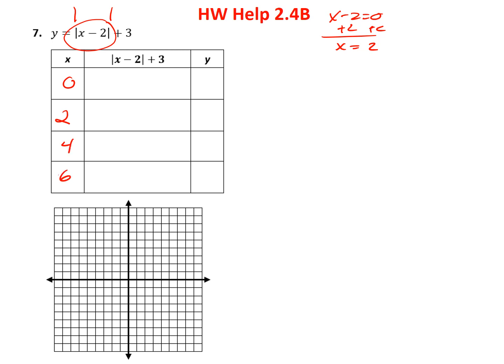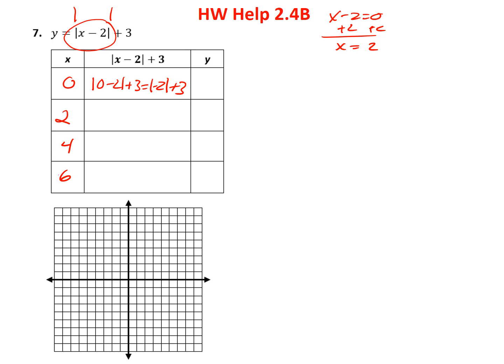Sometimes when I do these problems with symmetry, I like to have 5 points. I'd like to go back to minus 2, for example, and it would match up with 6. But nonetheless, we'll go here. So first off, 0. So I have the absolute value of 0 minus 2, plus 3. Well, that's going to be the absolute value of minus 2, plus 3.